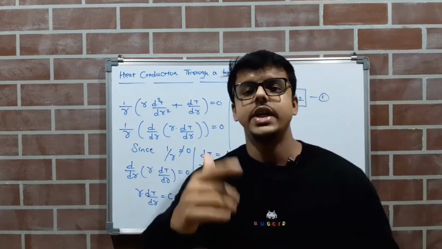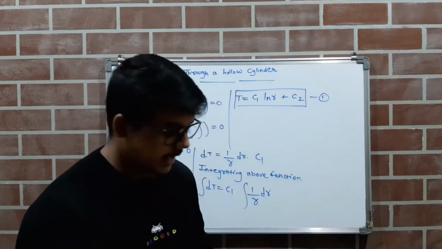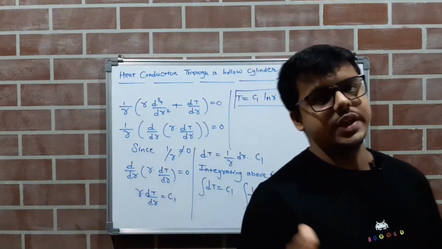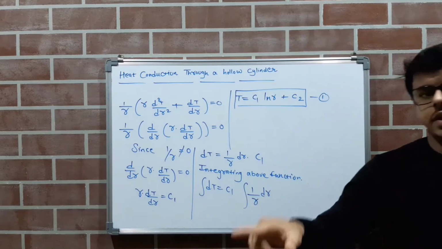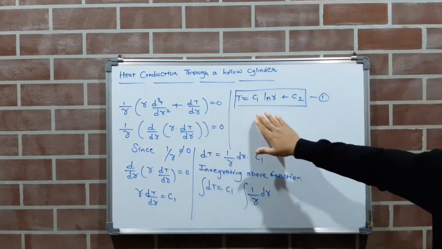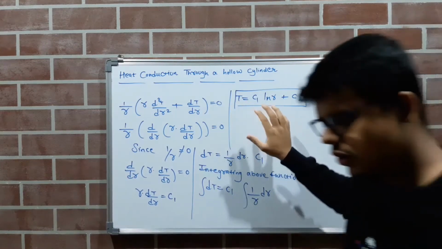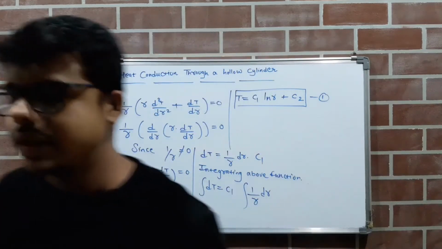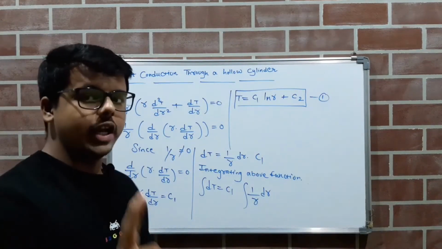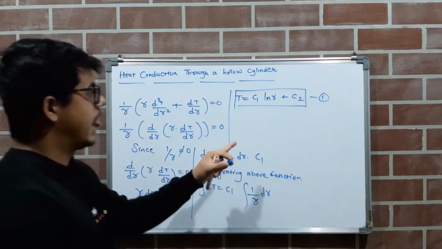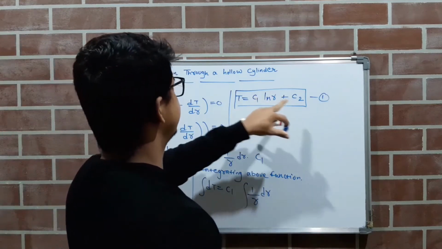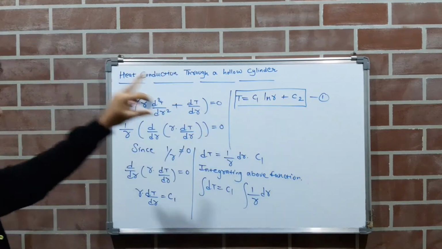Why? Because in plane walls we had seen that the temperature distribution was linear, right? So in case of a hollow cylinder it is logarithmic. So remember that in case of a hollow cylinder the temperature distribution is logarithmic. Now we will find the values of C1 and C2. For that I have to rub these parts.